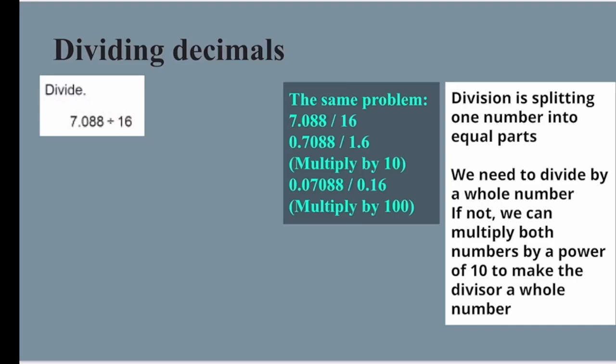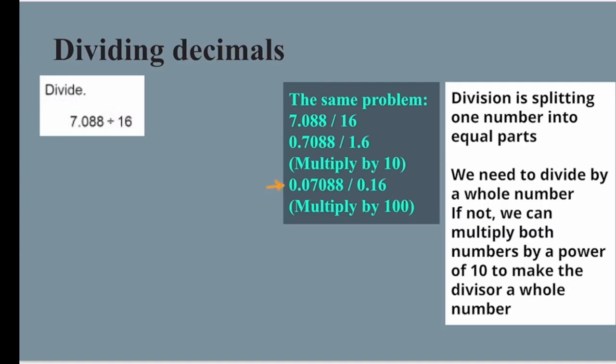Dividing decimals. Division is splitting one number into equal parts, and when you do that, you need a whole number of parts. So we can only divide by a whole number or integers. If you're not able to do that, then you have to rewrite the problem by multiplying by powers of 10. So I'll show you what I mean.